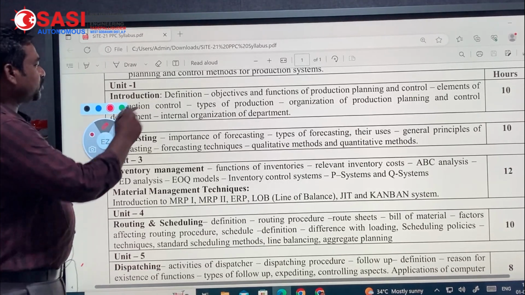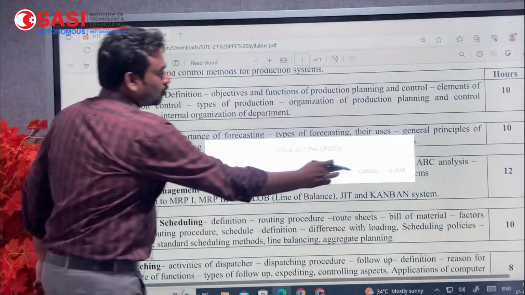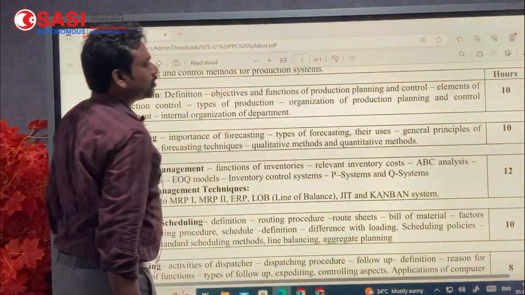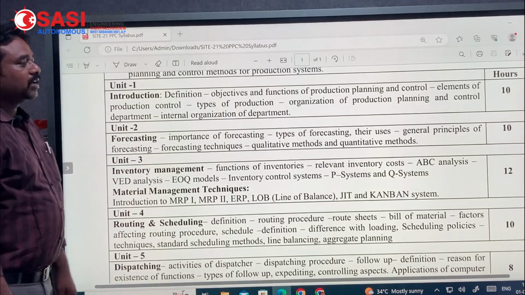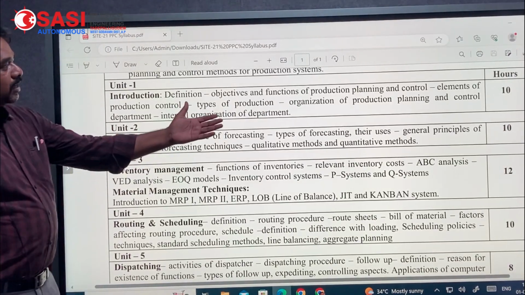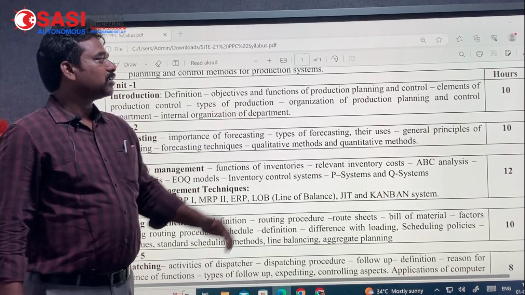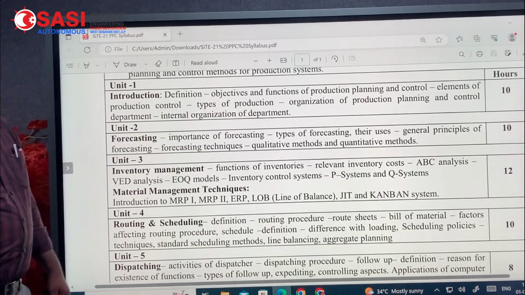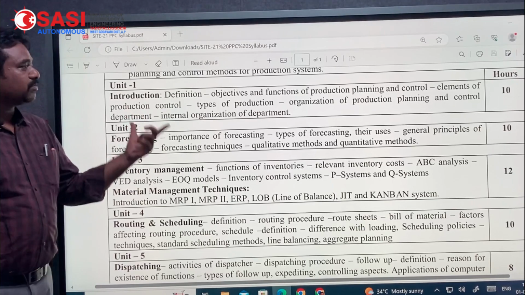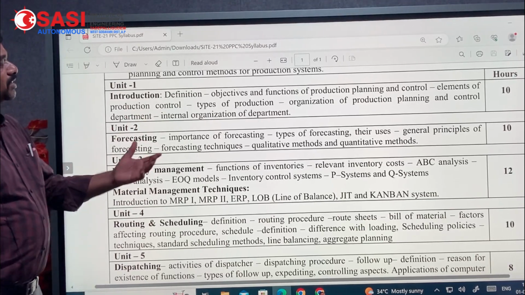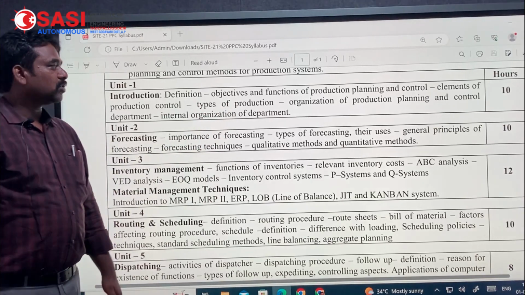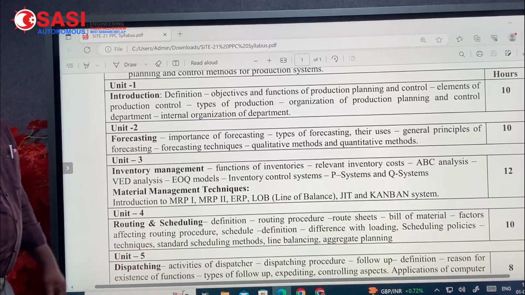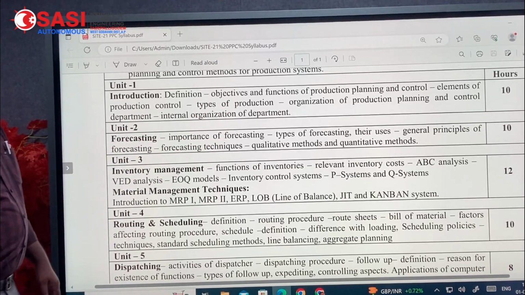So in this first unit, we are going to see the overview of the production planning and control system, and the various definitions given by various authors. We will see the various elements that come under production planning and control, that is, the various elements of production planning, the various elements of production control, its main objectives, and the functions of these things. We are going to learn this in this unit.